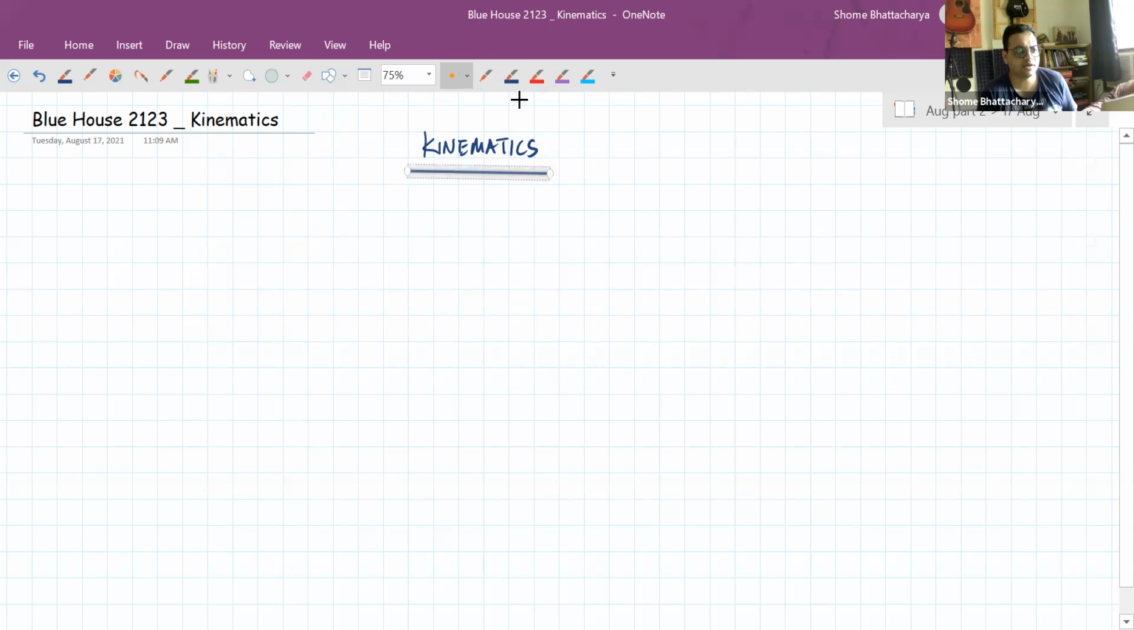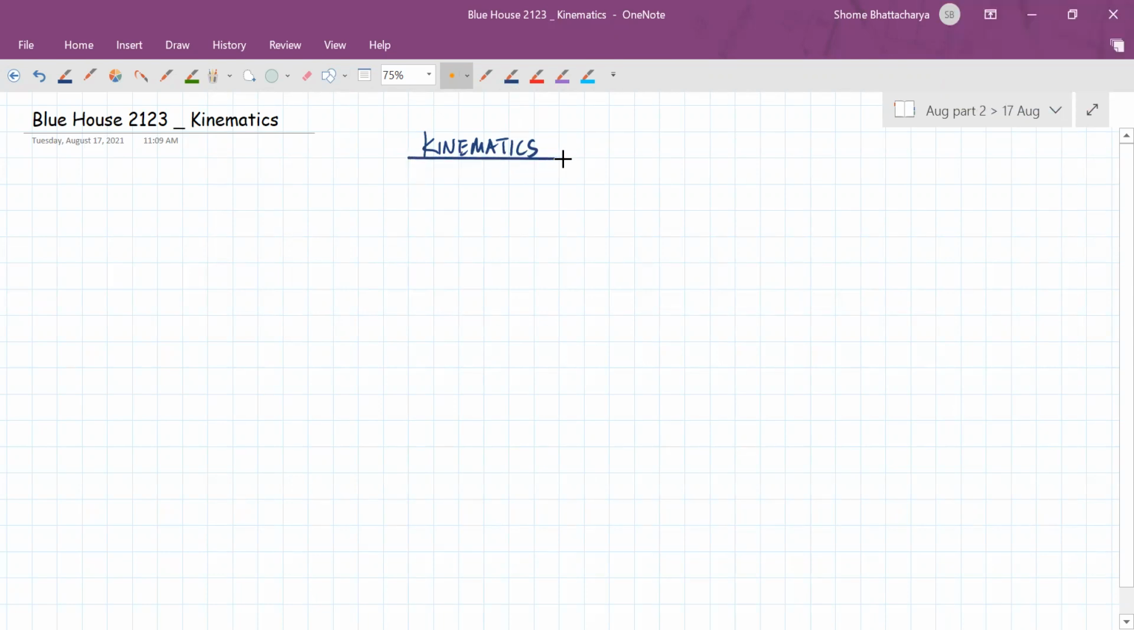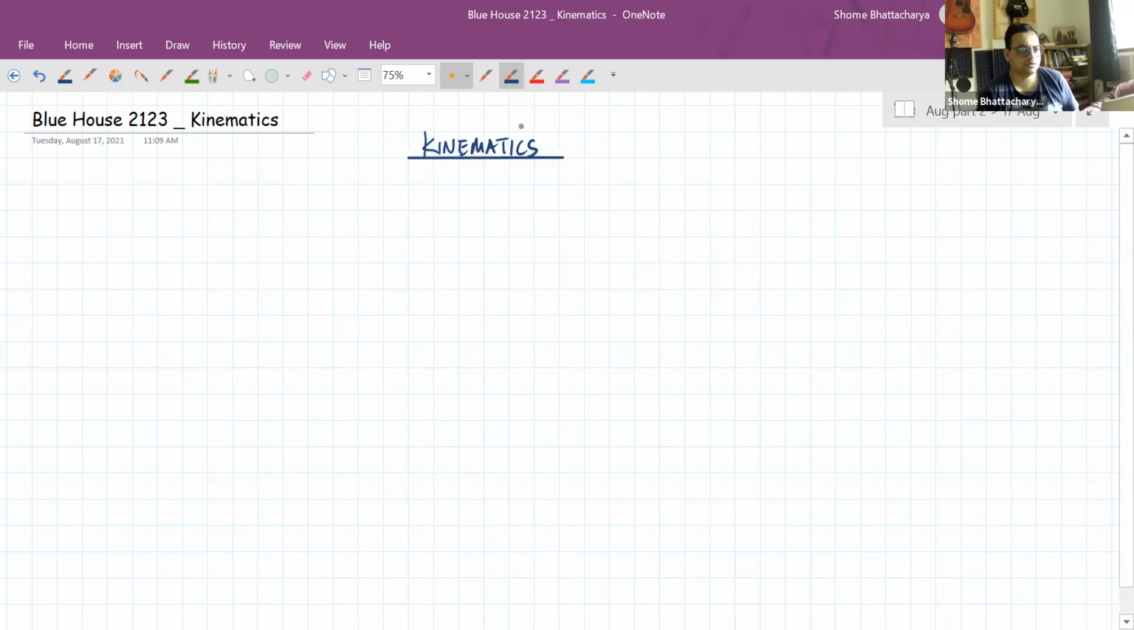We've completed one-dimensional kinematics before the test. That's the last thing that has been done. So we're starting with the next section, which is beyond one-dimensional kinematics. Today we will start with the next topic within kinematics, which is projectile motion.